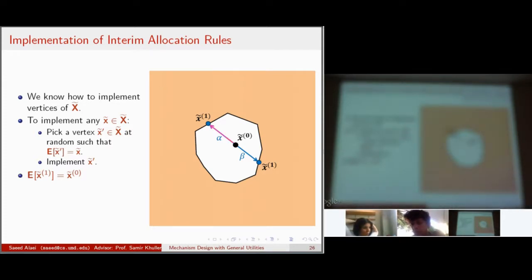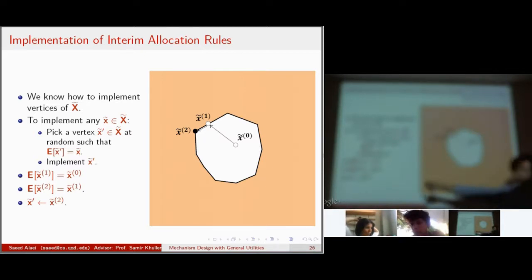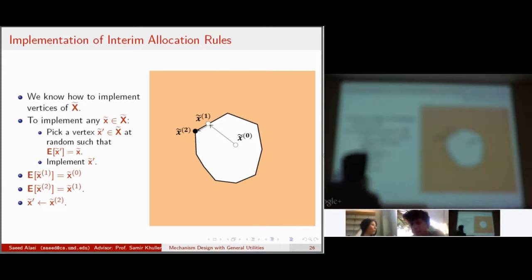So let's say we pick this one. And then at the next step, again, you do the same thing. And you get a vertex. And now you have a vertex, you know how to implement a vertex. And because your vertex is in expectation the same as your original point. And what do you mean, how can you implement a vertex?